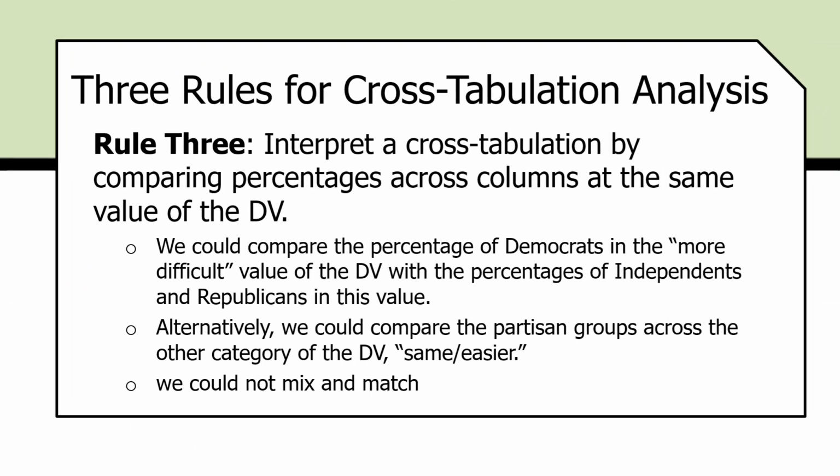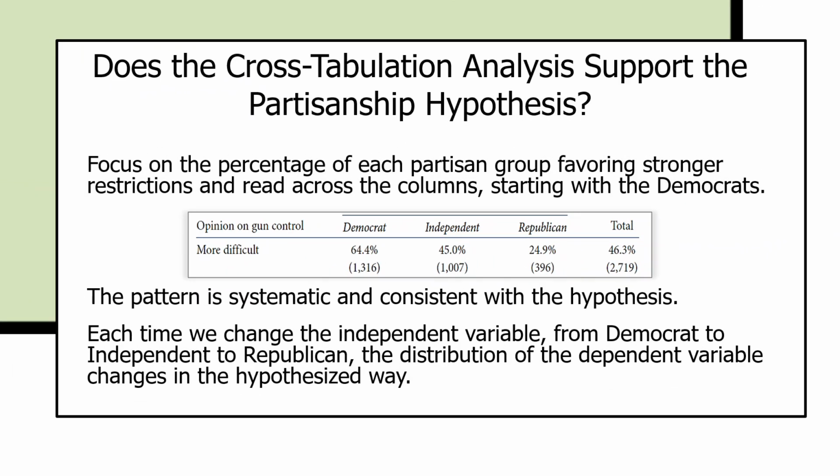Well, in interpreting the crosstab, focus on the percentage of partisan groups favoring stronger restrictions. So we'll look at that category of the dependent. Democrats are most in favor, 64.4% of them. Independents show weaker support, 45%. And Republicans are the least likely to favor. So it would appear that the hypothesis is supported by the analysis. Each time we change the independent variable from Democrat to independent to Republican, the distribution of the dependent variable changes in a hypothesized way.